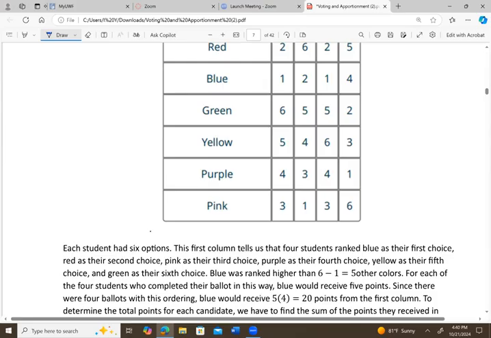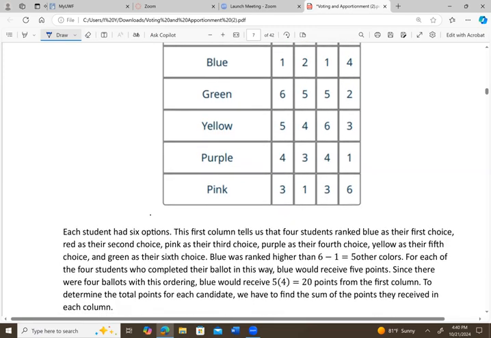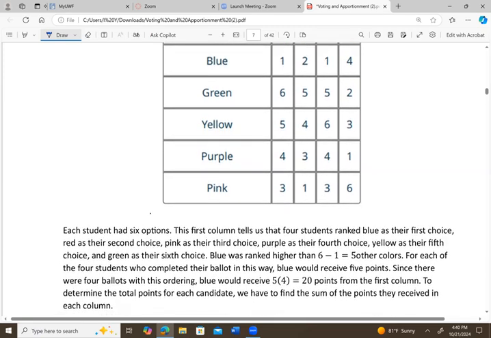Blue ranked higher than 6 minus 1, or 5, other colors. For each of the 4 students who completed their ballot in this way, blue would receive 5 points. Since there were 4 ballots with this order, blue would receive 5 times 4, which is 20, from the first column. To determine the points of each candidate, you have to find the sum of the points they receive in each column.